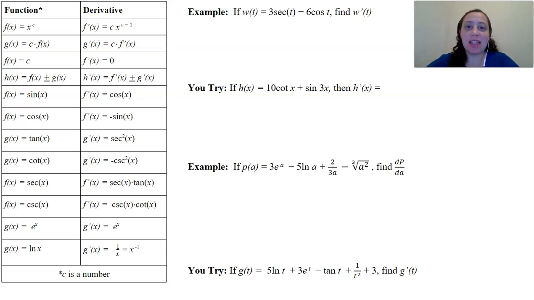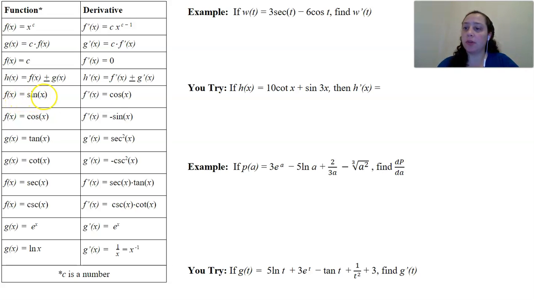Hi mathematicians, in this video we're going to learn a few more derivative rules. Now these are rules that you should really memorize, and you can watch the video in AP Classroom that will justify a few of the rules. It looks like a lot, but we've already done the first four. What we are adding are the trig rules.